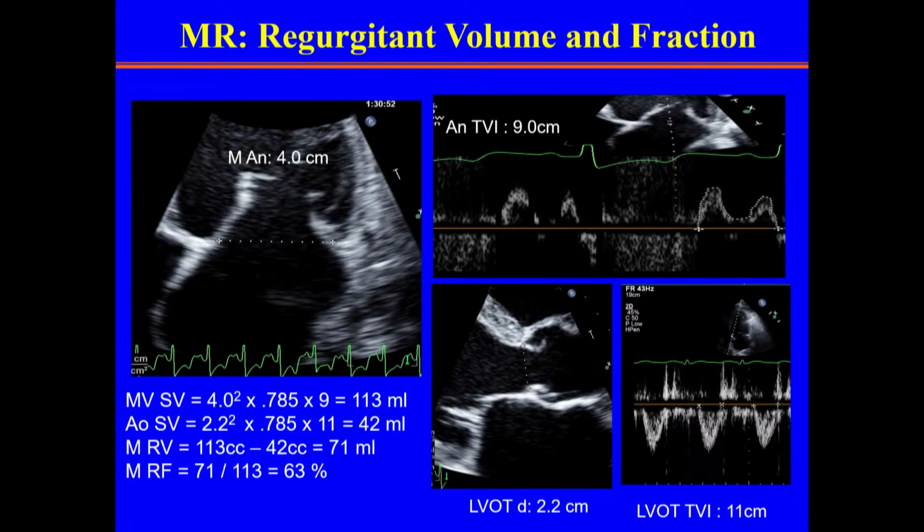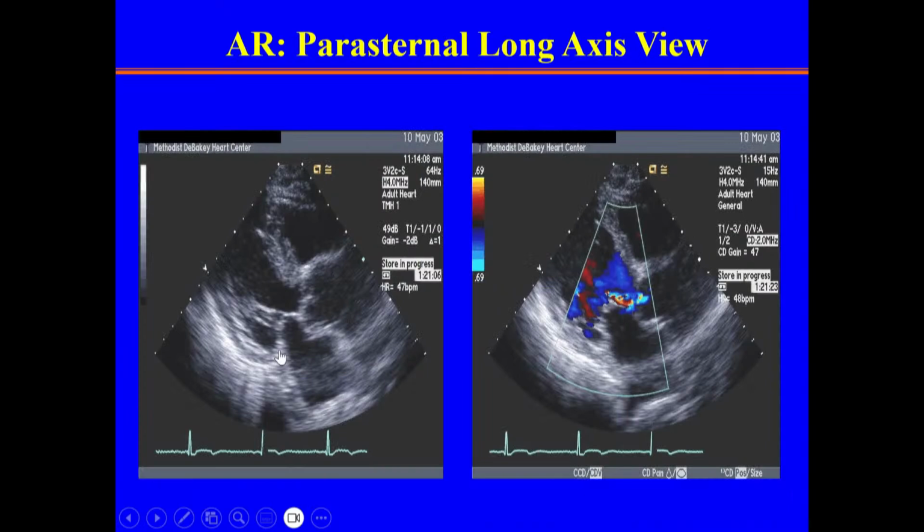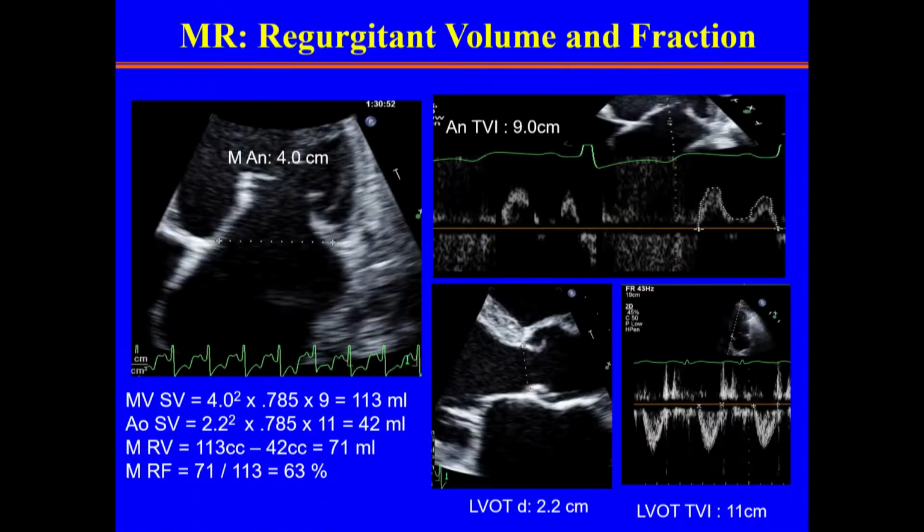And then we say, what is the flow through the mitral valve during diastole? This is the true stroke volume. We apply 0.785 multiplied by the diameter squared multiplied by the time velocity integral. We have that number. For the LVOT, we get the diameter squared times 0.785 times the time velocity integral. And the difference between them is the mitral regurgitant volume.